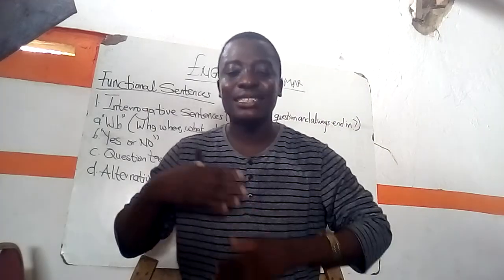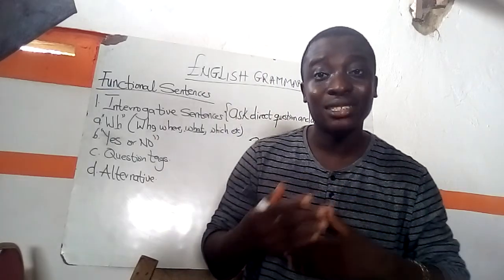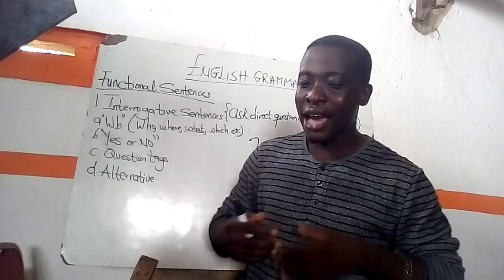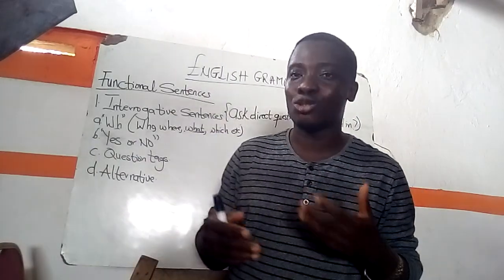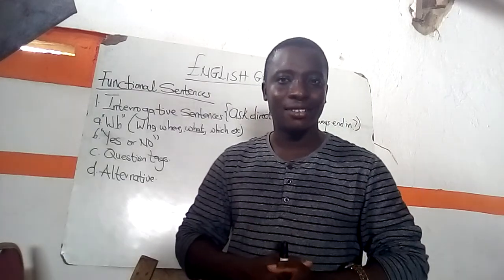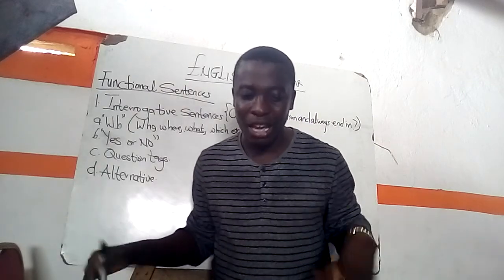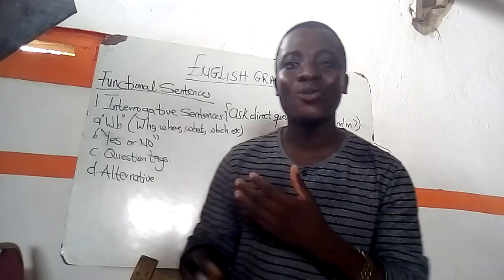Question tags are sentences that turn questions into statements. They often check the information that you know about something, whether it is true or not. For example, I ask you, Kofi is clever, isn't he? Do you get it? That's what we mean. Amma is a girl, isn't she? That's what we are trying to say.